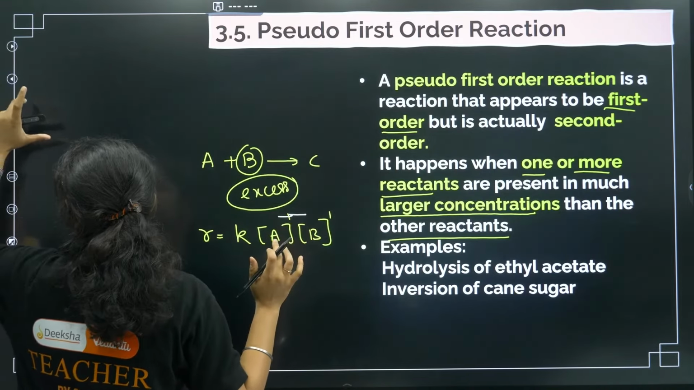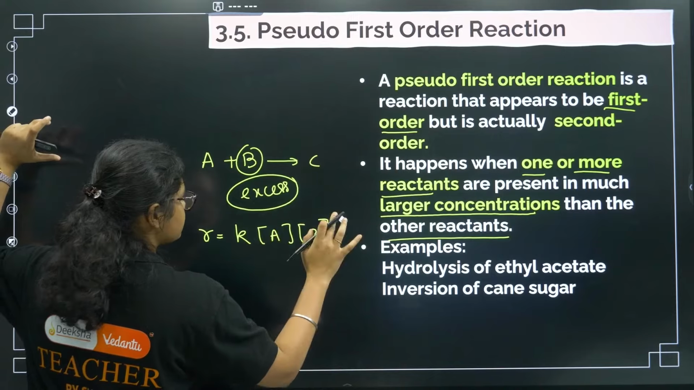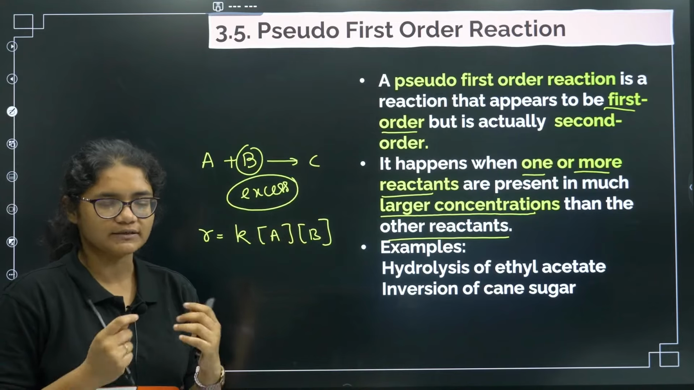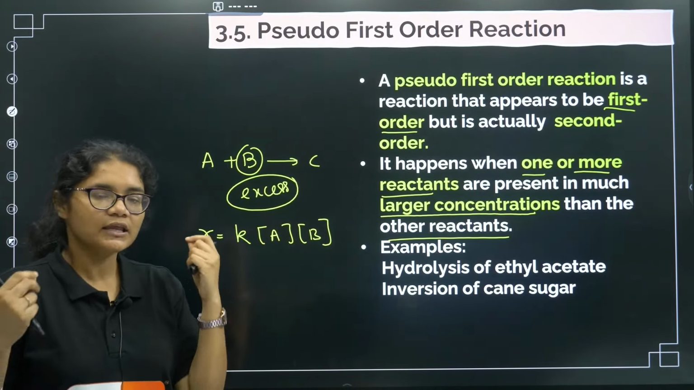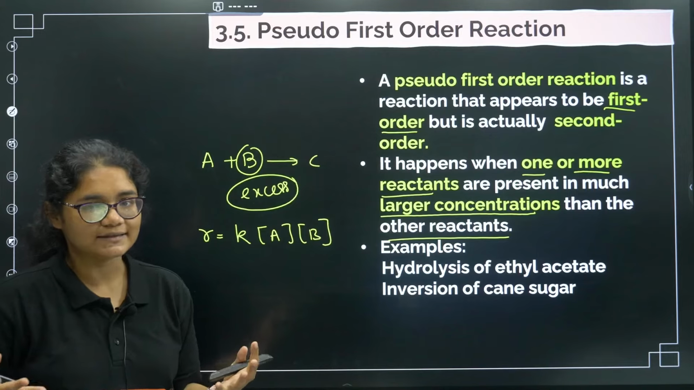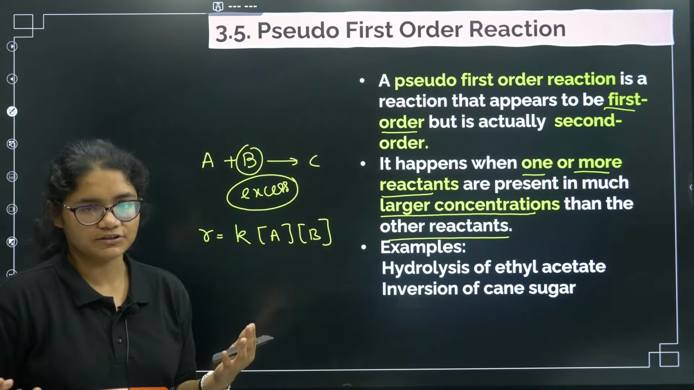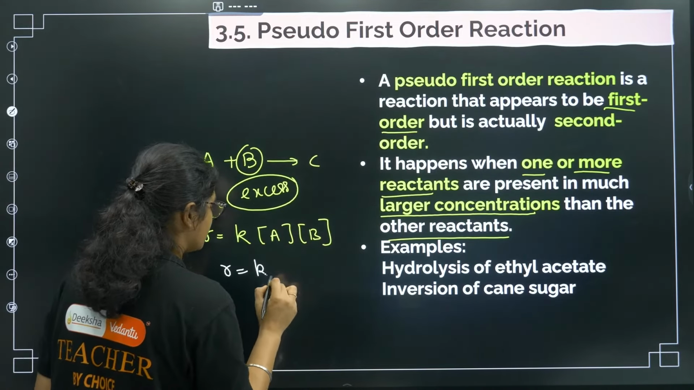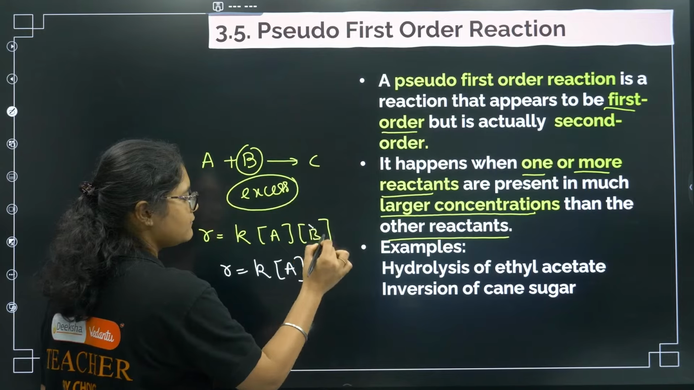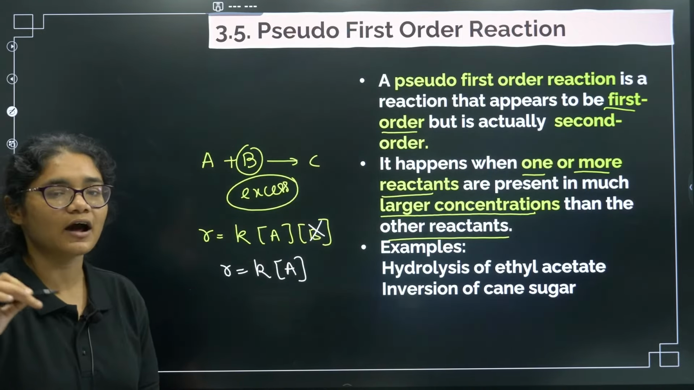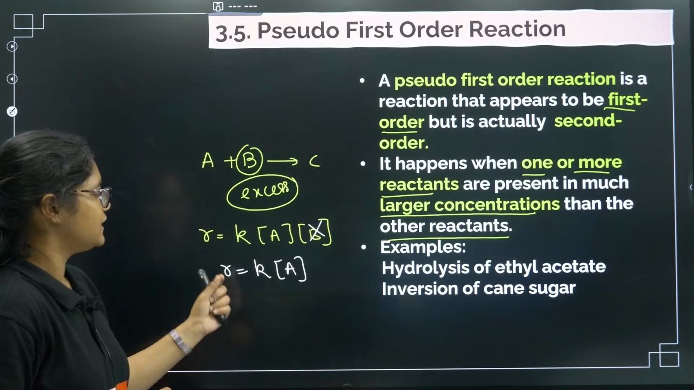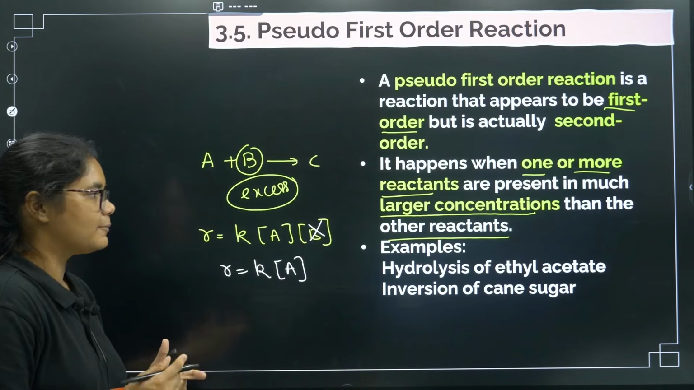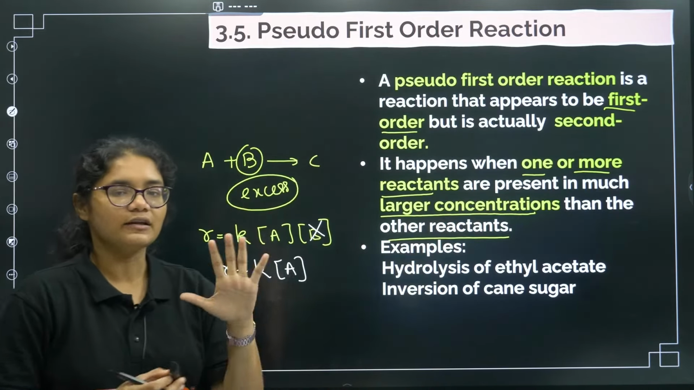But what actually happens? See, B is present in excess. That means if the concentration of B changes somehow, since it is in very large excess, even if a little of B decreases or increases, that will not affect the rate much, because the concentration does not change that much. So rate can now be written as K into A only. Now B will not be considered because it is present in very large excess, right. So it was actually a second order reaction, but it appears to be a first order reaction. This happens when one or more reactants are present in large concentration.